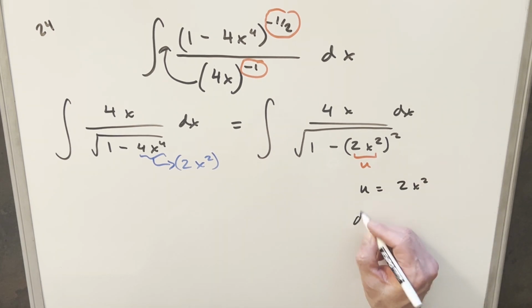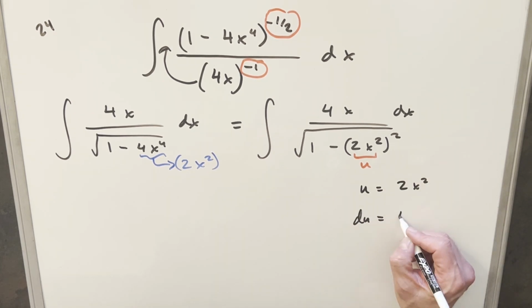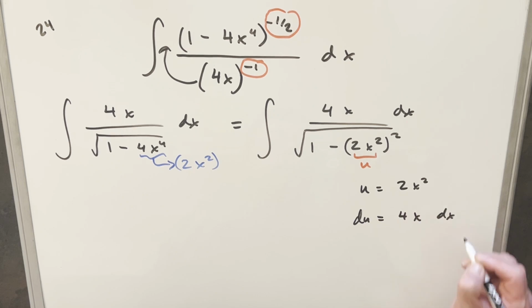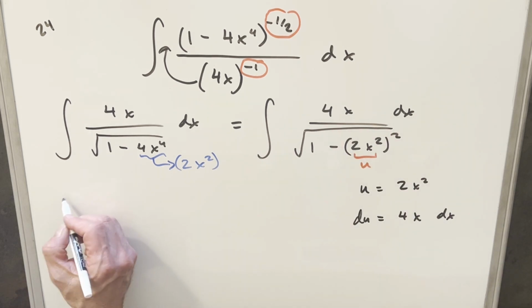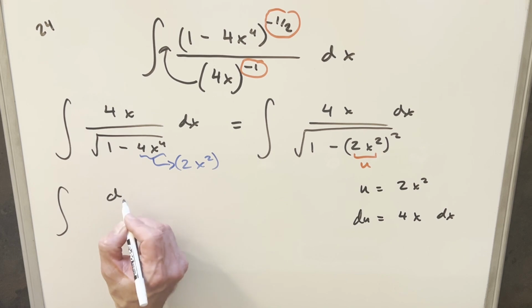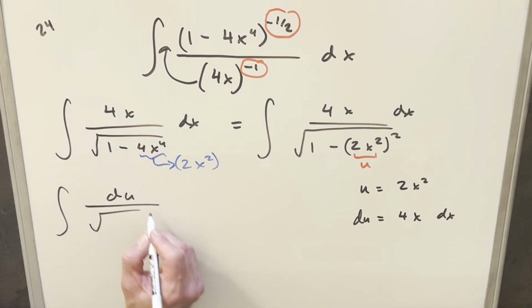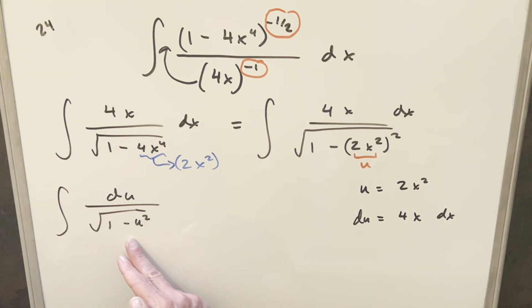Then we'll take our derivative on this thing. We'll get du. The derivative of this is going to be 4x dx. But like I mentioned, that's exactly what we have in the numerator. So when we rewrite it, we're just going to have du over the square root of 1 minus u squared. So then what we have left is just a really common integral.